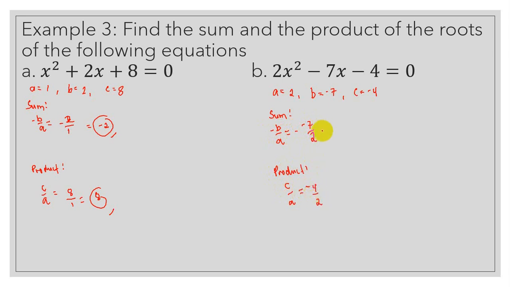Let's solve for the sum. Negative times negative 7 is positive 7 halves. And here negative 4 divided by 2 is negative 2. This is now the product, and this is now the sum. Or you can convert this to the decimal. 7 divided by 2 is 3.5.